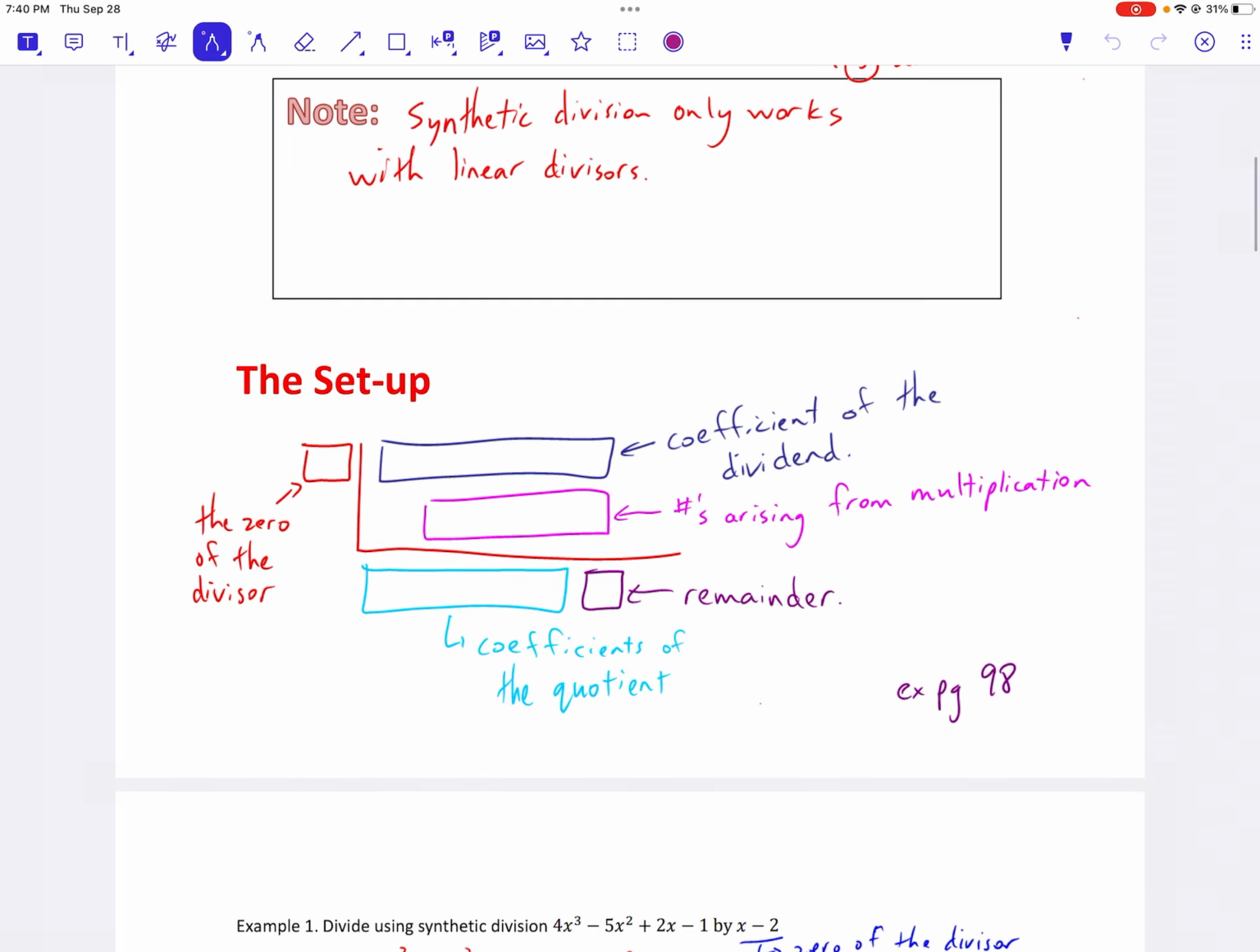All right, I want you to copy this into your notes. You don't need to write the example on page 98. I do this a little bit differently than the textbook. But the key idea here is that you have this L shape right here. We need that L shape, so that's the setup. In here we have the coefficients of the dividend. In here we have the zero of the divisor. And in here, the numbers arising from multiplication go. This is going to be the result, the coefficients of the quotient, and this will be our remainder. So take a moment, pause the video, and copy that chart down.